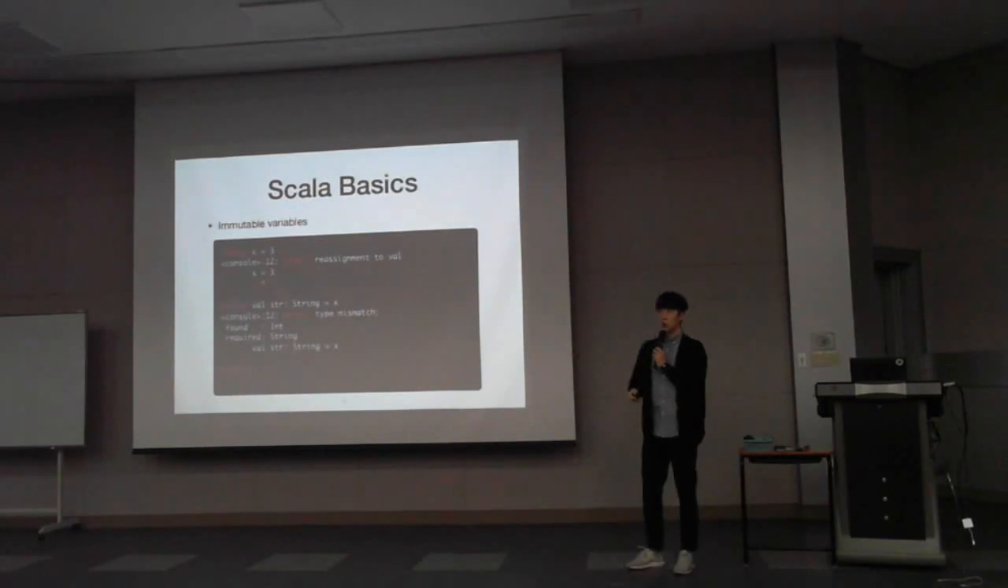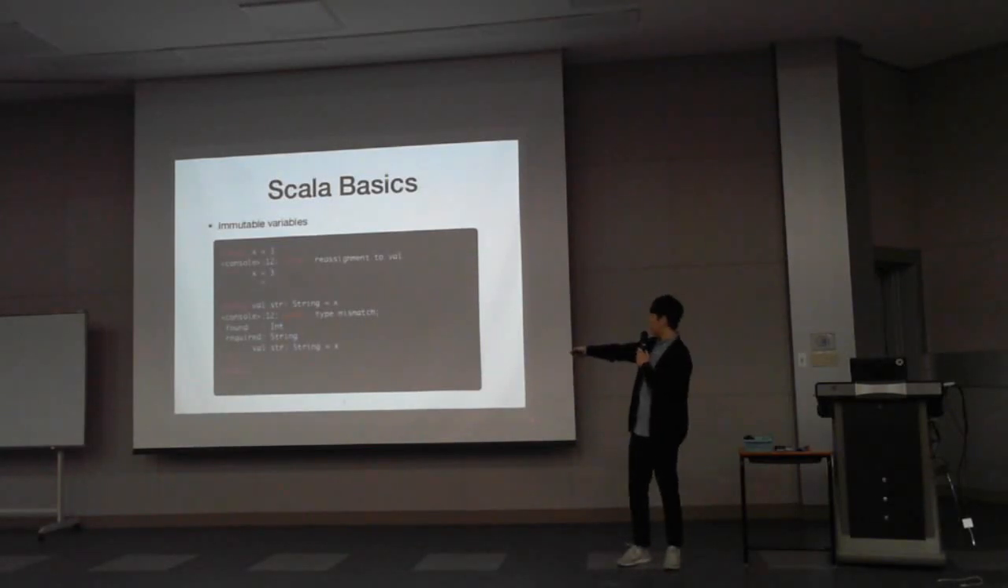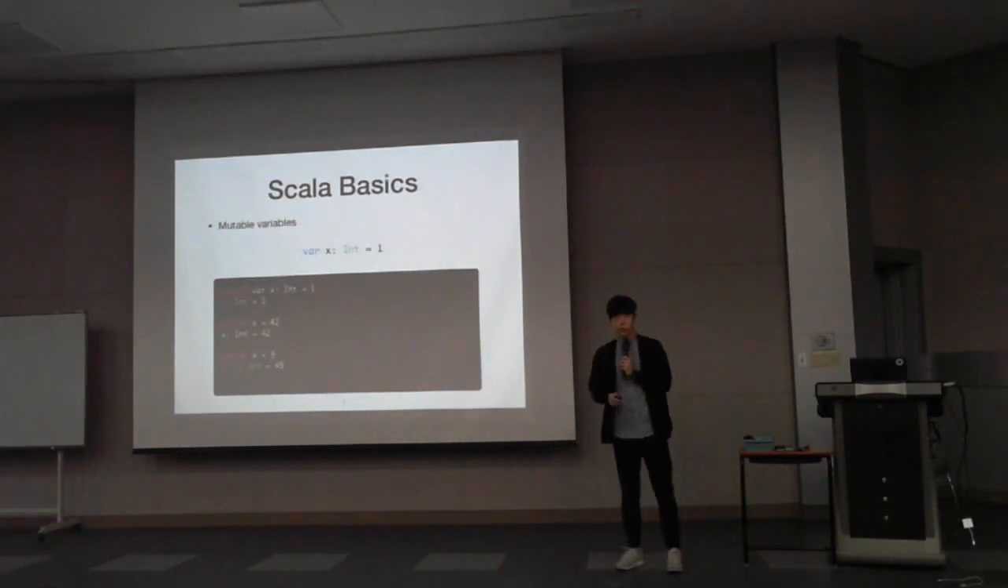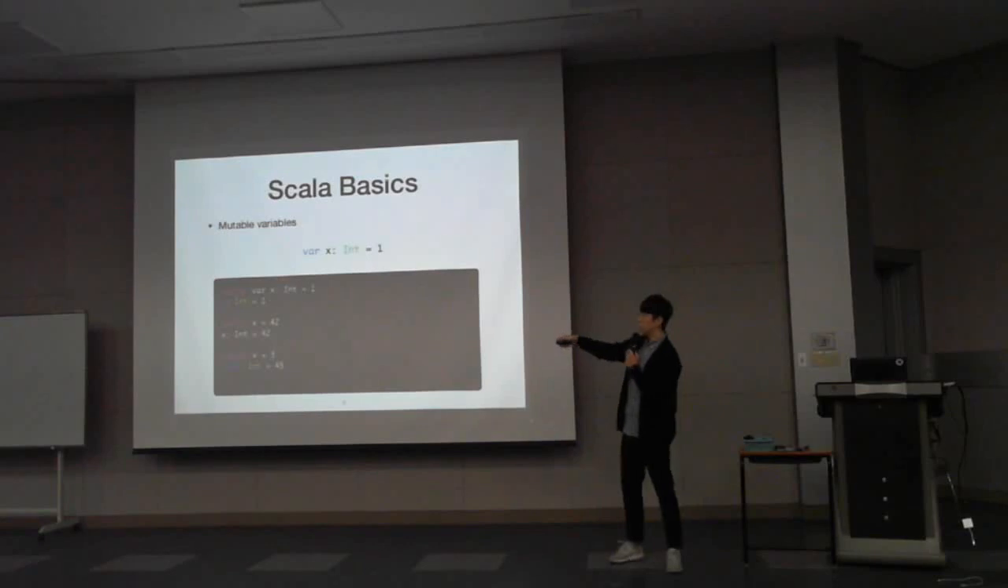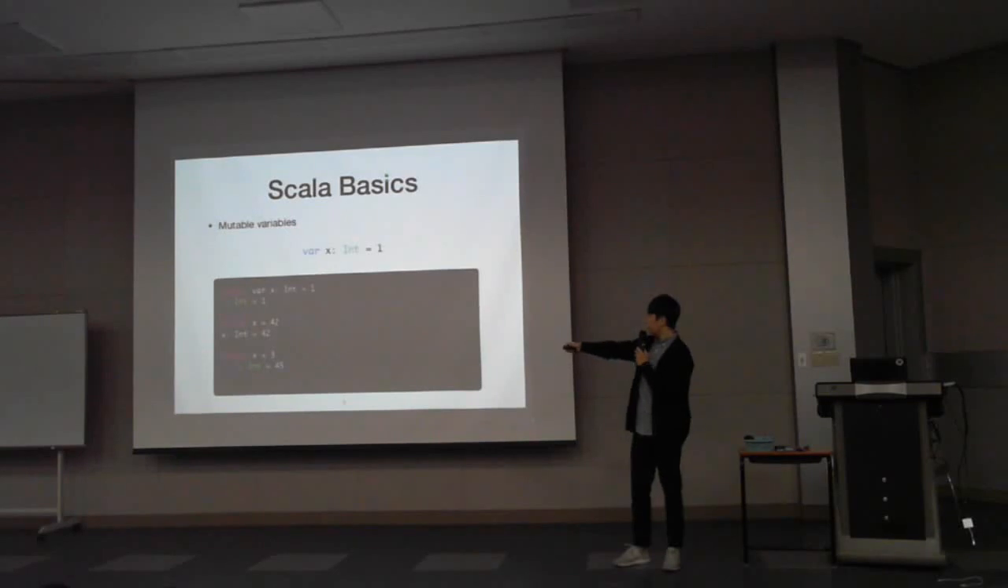And also the variable type and the initial value type must match. In this example, the variable str has string type, but the initial value has integer type. So it throws a type mismatch error. But Scala supports not only immutable variables, but also mutable variables with the keyword var. If you define a mutable variable x like that, then you can reassign another value to variable x, and you can use it like that.